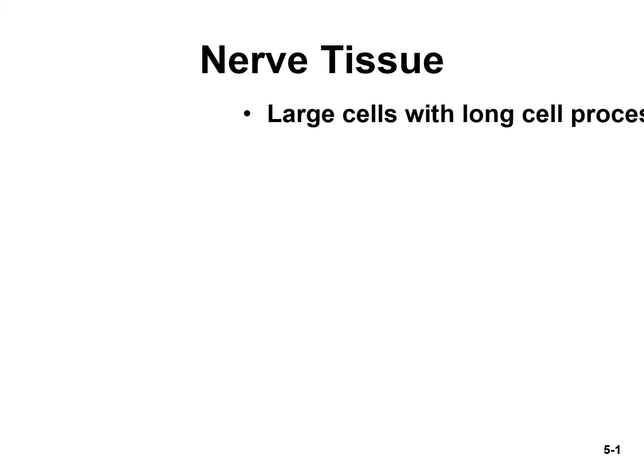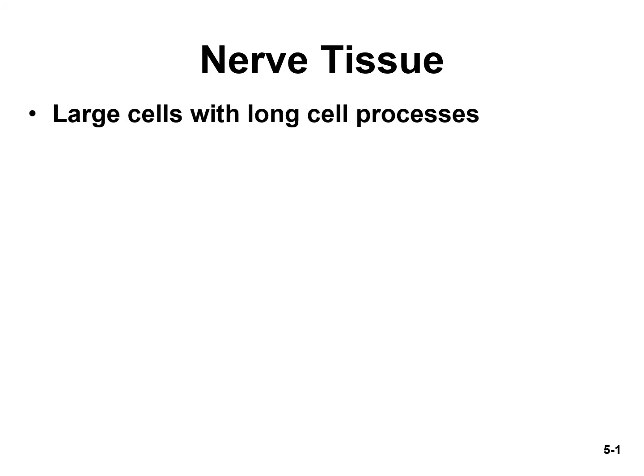Nerve tissue is going to be pretty distinctive in appearance. They are quite large cells with long cell processes. And a process is simply an extension of the cell. So it is an extension. There are several different types of processes that you'll see in neurons, which are your large cells that function for communication.